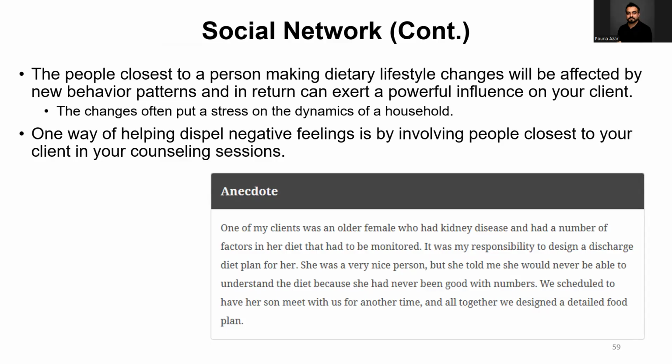Here it says, one of my clients was an older female who had kidney disease and had a number of factors in her diet that had to be monitored. It was my responsibility to design a discharge diet plan for her. She was a very, very nice person, but she told me she would never be able to understand the diet because she had never been good with numbers. We scheduled to have her son meet with us another time, and all together we designed a detailed food plan. So this is a way of using the social network aspect of the nutrition care process.